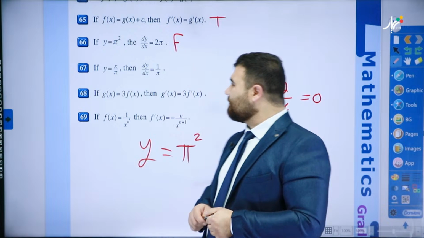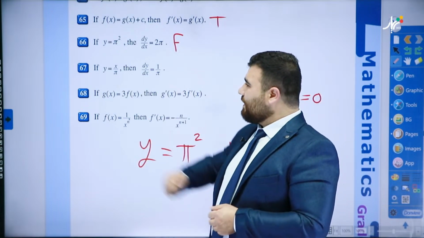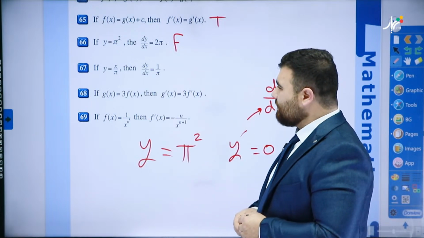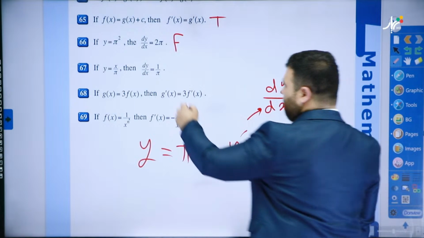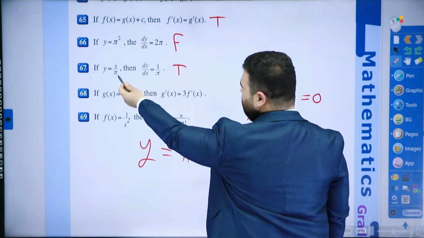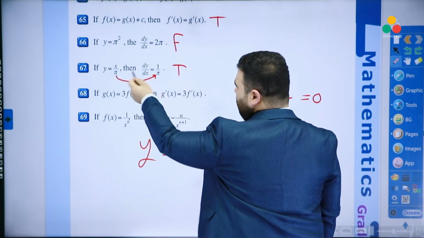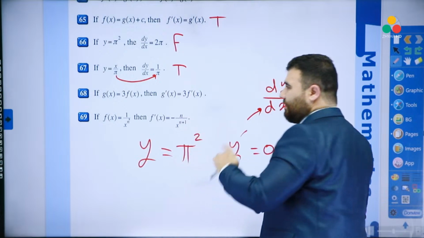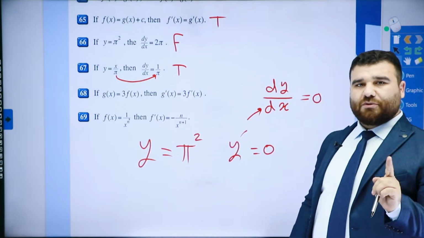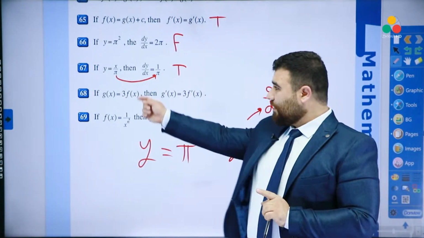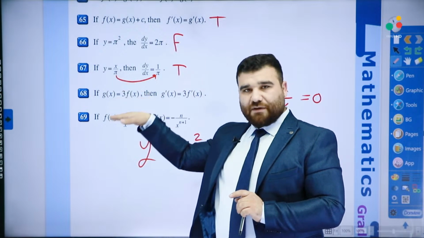67. When y is equal to x over pi, then dy dx is 1 over pi. The answer is true. Pi is a constant, it stays the same, and the derivative of x is 1. We are not going to use the fraction rule for this fraction, because we don't have x down.